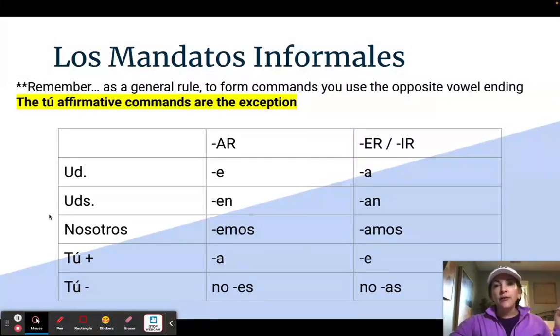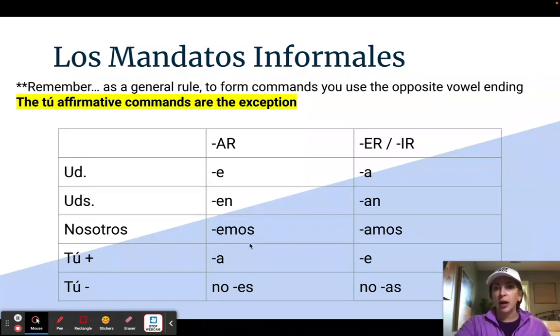So the only form that does not follow that rule is the tú affirmative command. If you look at usted, ustedes, nosotros, and tú negative, all of these, for example, if this were ER and IR, these would be the normal endings. So they're just opposite, but they're the same endings that they would be in the regular present tense, except the opposite ending per what type of infinitive they are. The one that does not follow that rule is the tú affirmative.